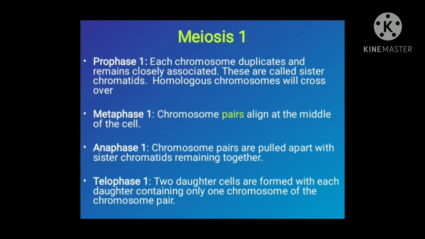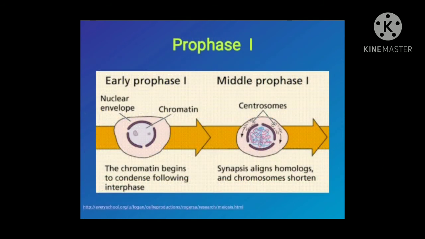While in metaphase 1, the chromosome pairs align at the middle of the cell. And in anaphase 1, chromosome pairs are pulled apart with sister chromatids remaining together. Lastly, in telophase 1, two daughter cells are formed, with each daughter containing only one chromosome of the chromosome pair.